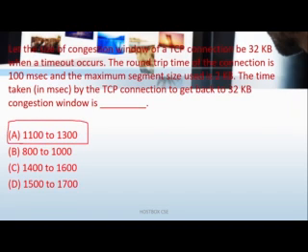So like that you can solve the problem when asked regarding TCP congestion control or the TCP congestion window.